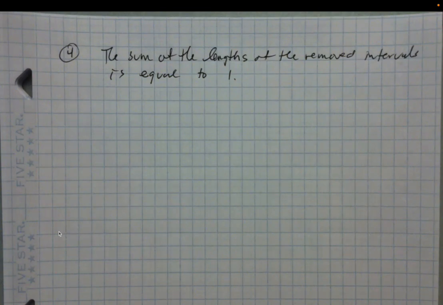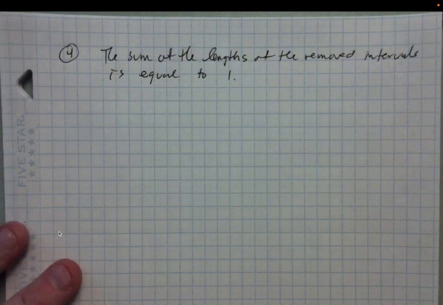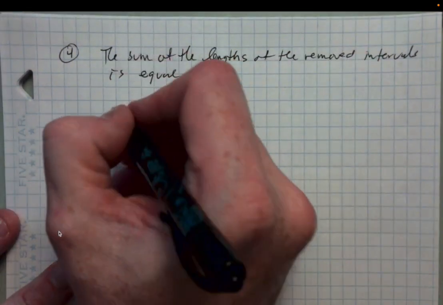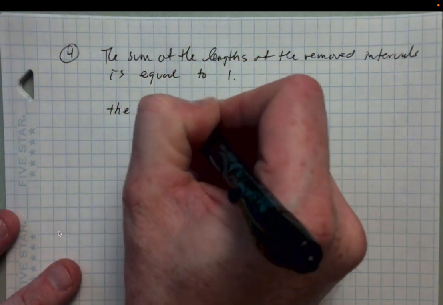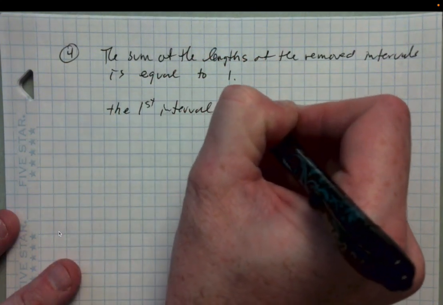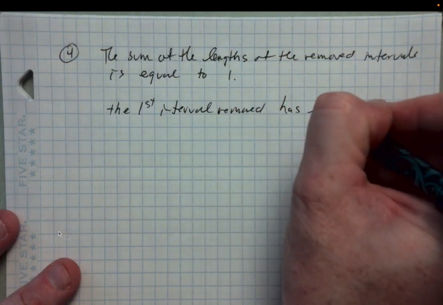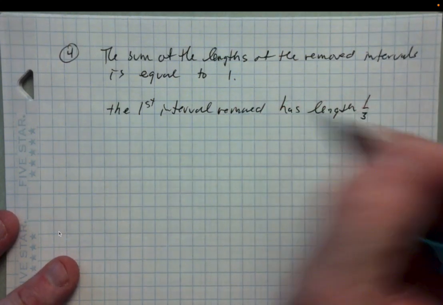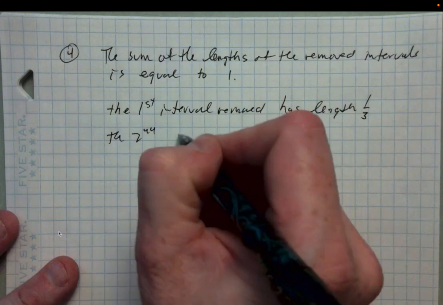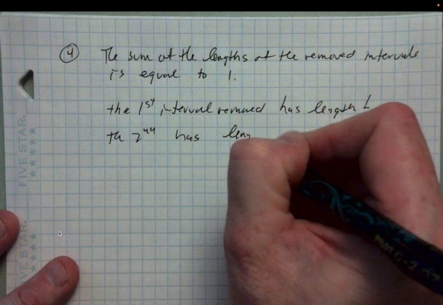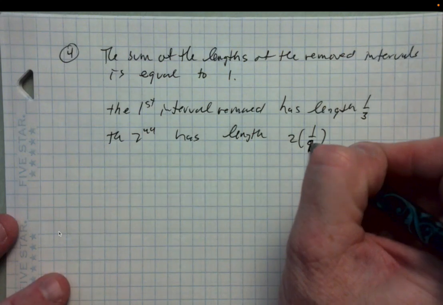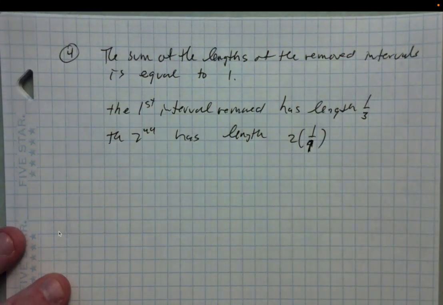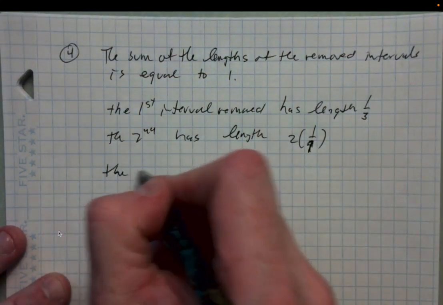And this one is really easy to prove, actually. Right, so we kind of said it already. The first interval removed has length 1/3. The second has length 2 times a ninth. Right, you can just go back and inspect this and see it. Right, the third, what's the third?